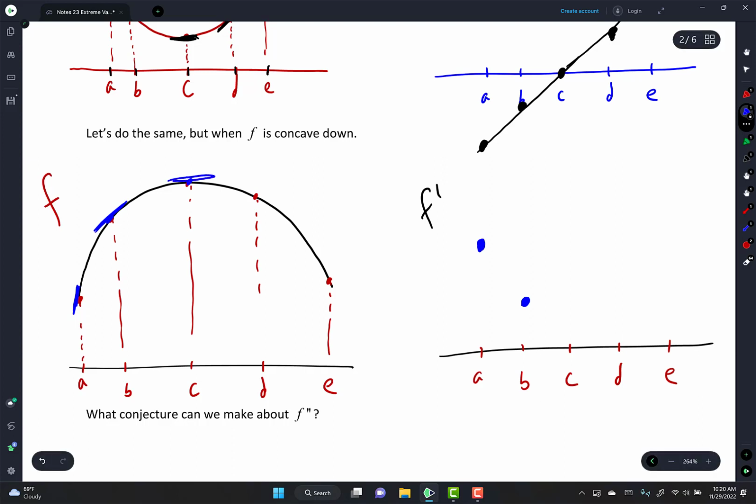At C, it looks like I have a horizontal tangent. So it looks like maybe something like that. At D, I notice that I have a negative tangent. So maybe something like this. And then at E, I notice that it's pretty steep, but in the negative direction. So maybe, and it's okay if it doesn't look linear. Try to make it look linear, but it's okay if it's not, as long as it looks like it's going downhill.